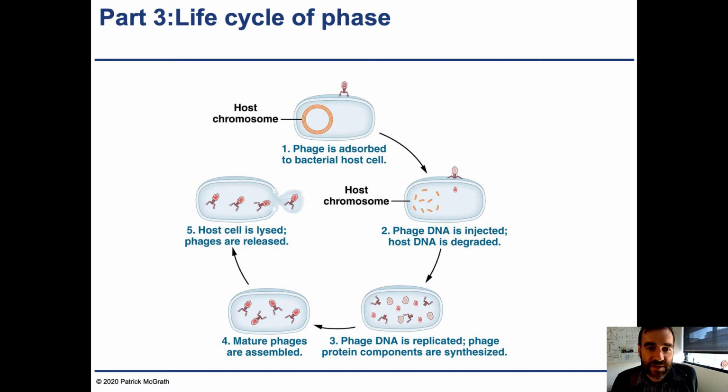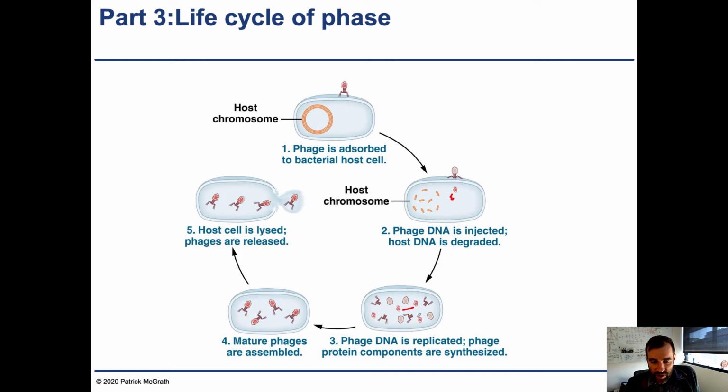So normally what happens is the phage finds a host cell and is absorbed to the bacterial host cell, and the phage DNA is injected. The host DNA is degraded, so there might be proteins that go in there and chop up the DNA into pieces. Then the machinery is taken over in order to replicate the phage DNA, so you make multiple copies of the phage DNA using the DNA polymerase. Usually a phage will encode its own polymerase in order to replicate that.